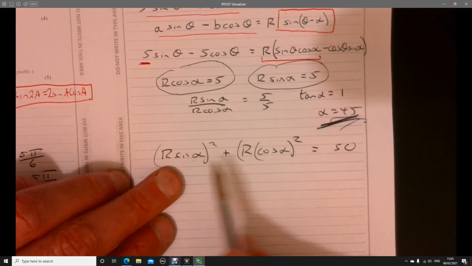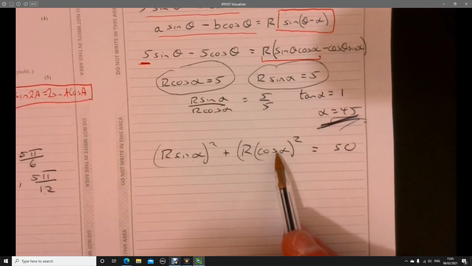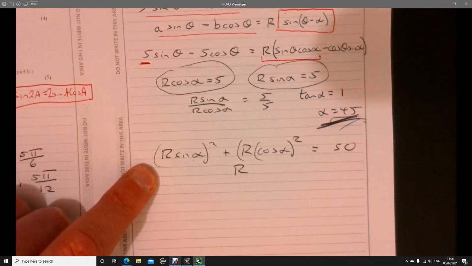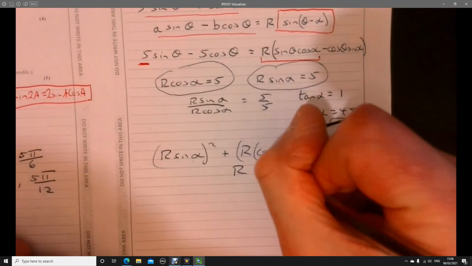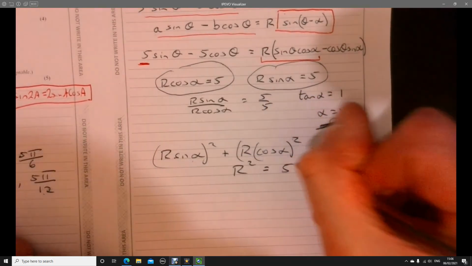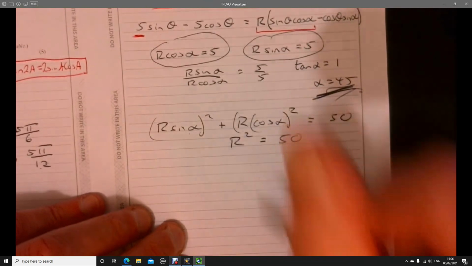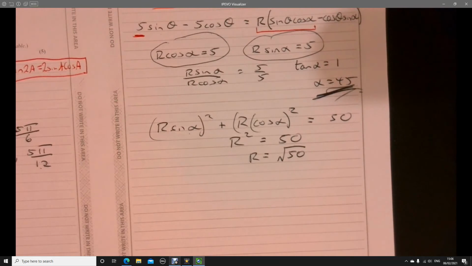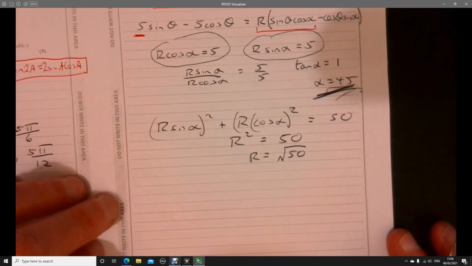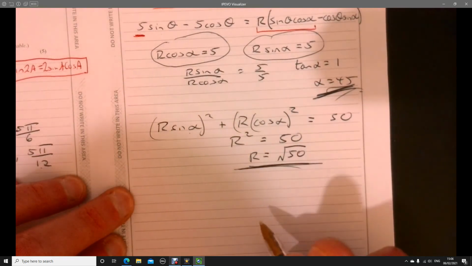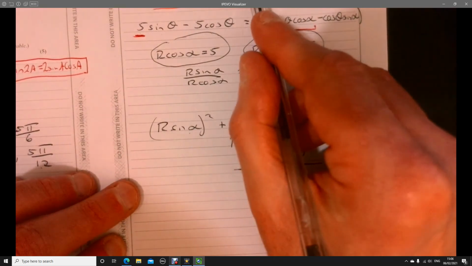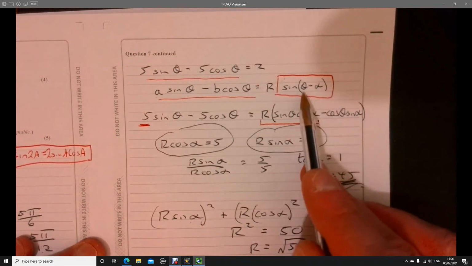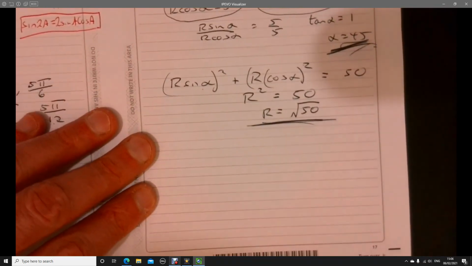Now, what will this be? Wait a minute, sine squared plus cos squared is 1, so r is a common factor, so in fact that's just going to be r squared. So r squared must equal 50. So r is root 50. Now let's just piece together the information that we've got. We've got this, we've got this. Let's just go back up to what we had originally, so just write this bit out again, but with our knowledge.